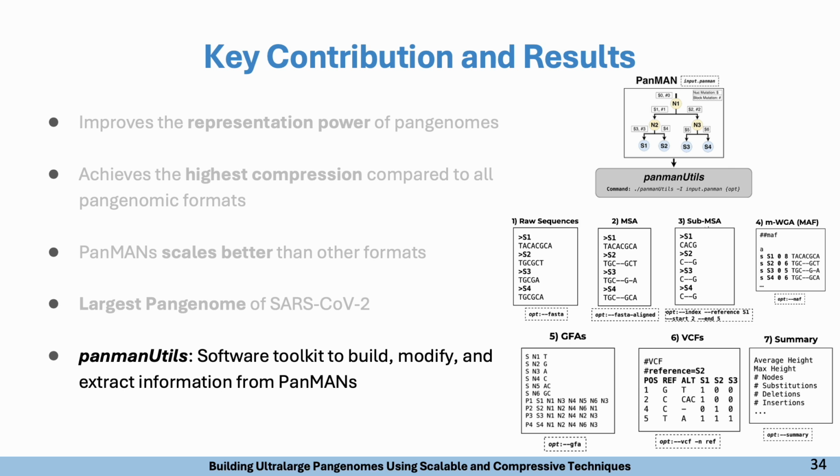Another interesting feature of PanMAN utils is that it can extract variations from a PanMAN with respect to any sequence as reference. For example, here the variations are with respect to S2. It is possible because PanMAN stores multiple sequence alignment, hence computing variations with respect to any sequence becomes trivial. Finally, it also supports many other functionalities such as summary extract, amino acid translations, etc.